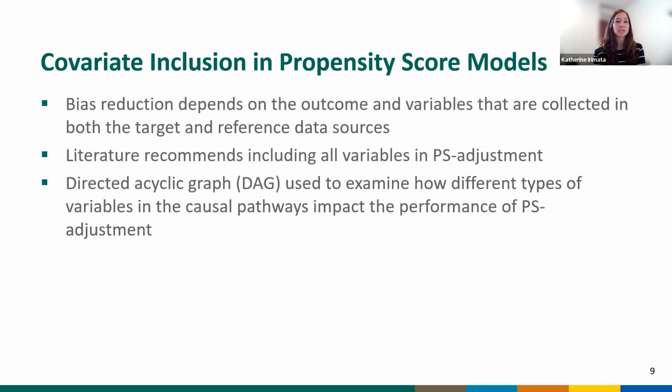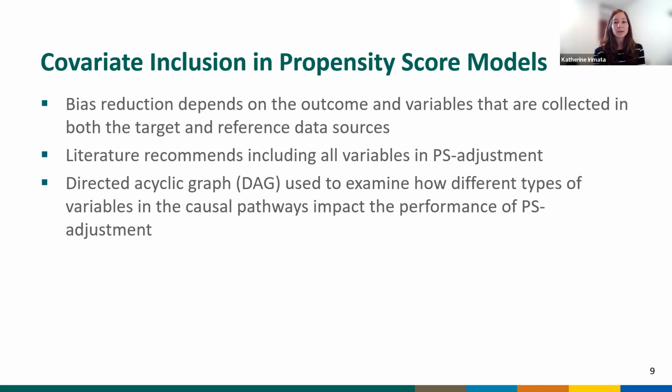So, bias prediction. Even after using the propensity score method to adjust your weights, the bias reduction really depends on the outcome and the variables that are collected in both the target and the reference data sources. And so this includes covariates that may not have been collected. So the effectiveness of using a propensity score adjustment method really depends on identifying not only the proper set of covariates, but we need to have those covariates available. And it also matters what the quality of the data is that's been collected.